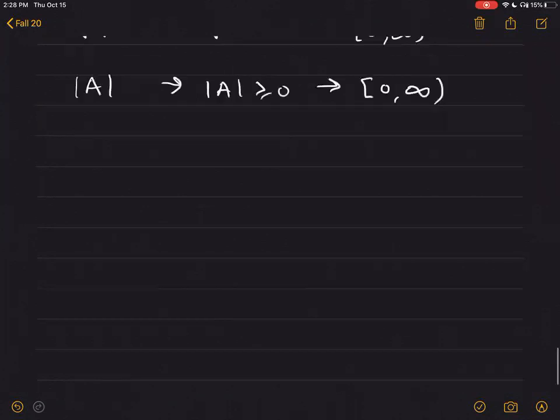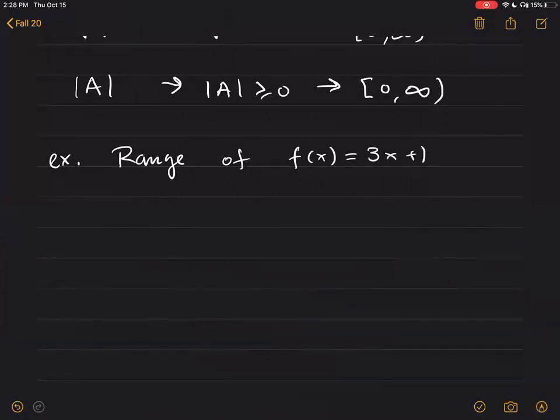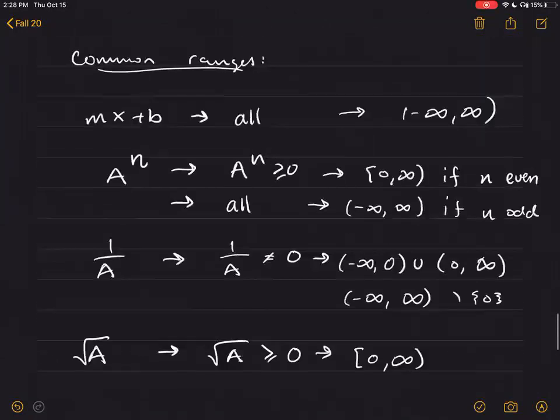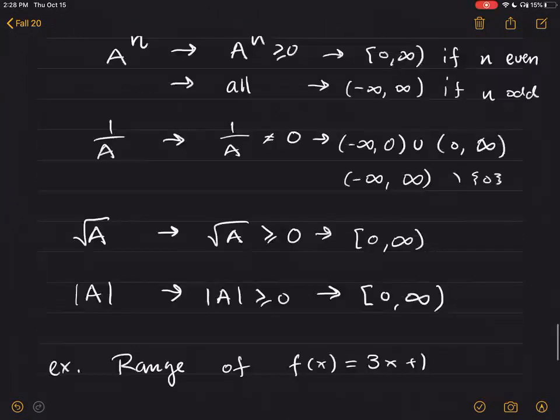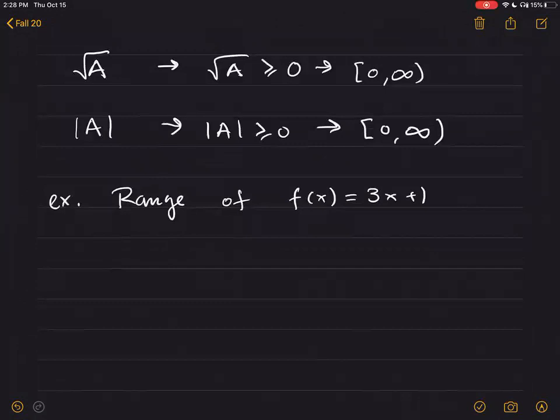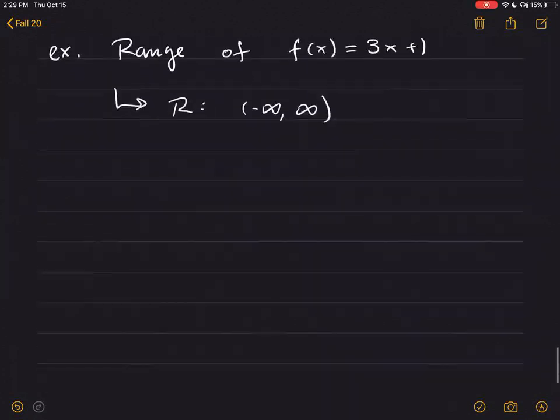So let's look at some examples. Example: range of, let's do something simple for the first time. Let's do 3x plus 1. This is a line. And if we look back up at our little table up here, lines have a range that is everywhere. They cover the whole real line. So this range is going to be negative infinity to infinity. All right, no extra work needed there. Good. Let's look at something maybe a little more intense.